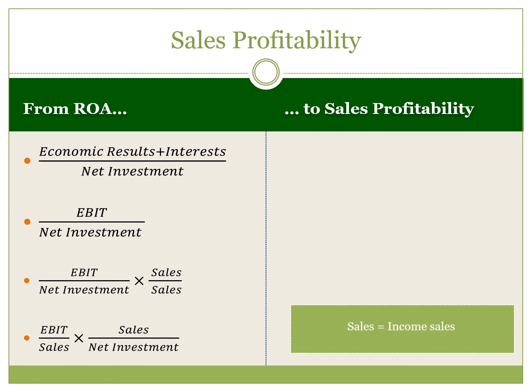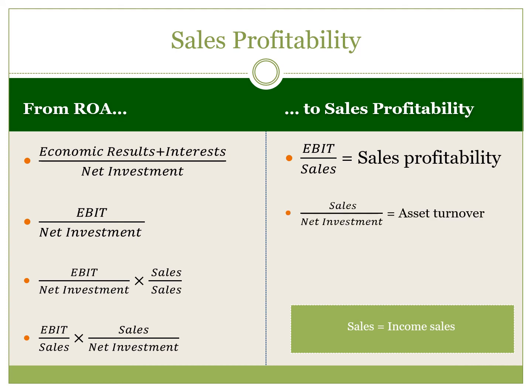Doing this, we're going to have two different elements. The first one is what we're going to call sales profitability, and it's going to be EBIT divided by sales. Sales profitability represents the profit that the company gets for each euro of sales. The second element is what we're going to call the assets turnover, and this is going to be sales divided by net investment.